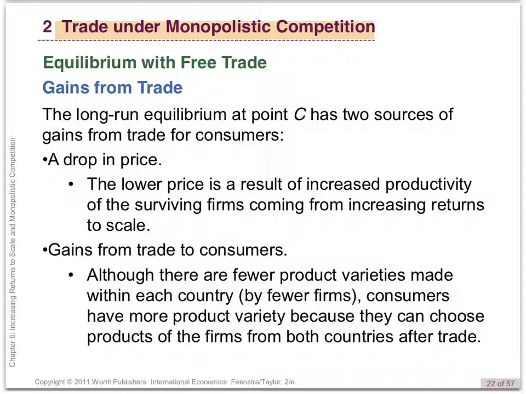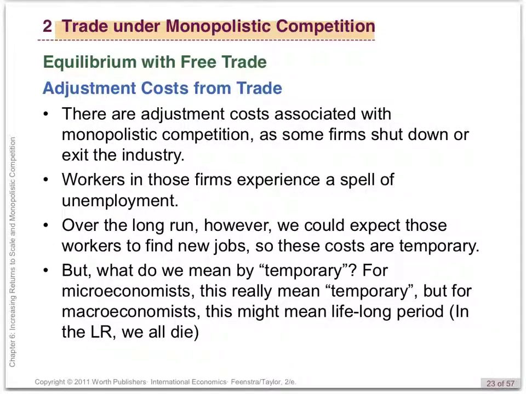At point C, a drop in price, the gains from trade to consumers, although there are fewer products, we have like this. And that's the real world story.